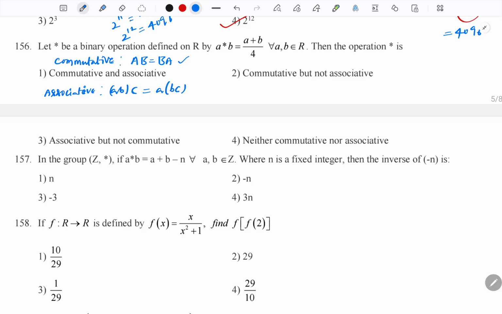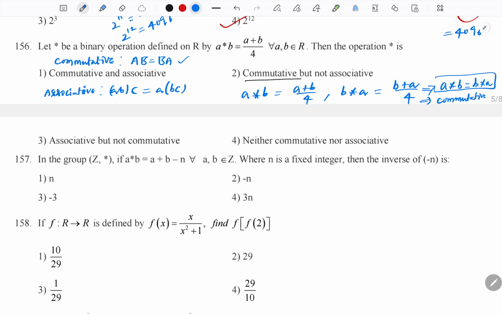First I am going to check commutative. Which one first? Commutative. What is commutative if I apply it here? A star B, they give A plus B by 4. Now I am checking the reverse, B star A. What is the answer for B star A here? B plus A by 4. Both are the same, right? Yes or no? This implies A star B equals B star A. Then what can we say? It's commutative.